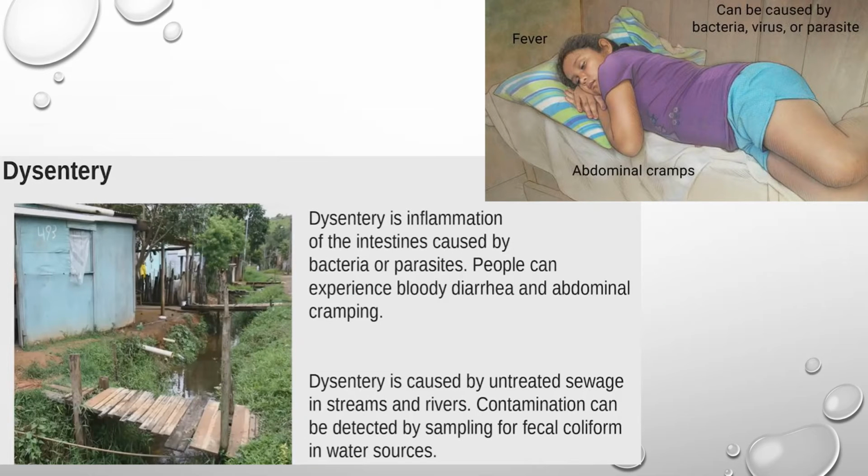Okay, so we don't have a point source here, but non-point sources such as untreated sewage coming somewhere but ends up in your streams and rivers can make humans very sick. It can cause dysentery, and dysentery is inflammation of the intestines, and it's caused by a bacteria. It will cause bloody diarrhea and abdominal cramping. And it comes from contamination in untreated sewage, which usually ends up in streams and rivers.